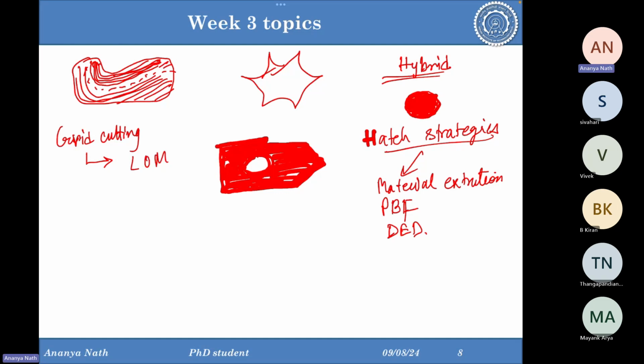So, grid cutting is used for laminated object manufacturing, LOM. Okay. Then we had pixel. These pixel things are mainly useful for the liquid additive manufacturing techniques. For example, the first one is VAT photopolymerization.